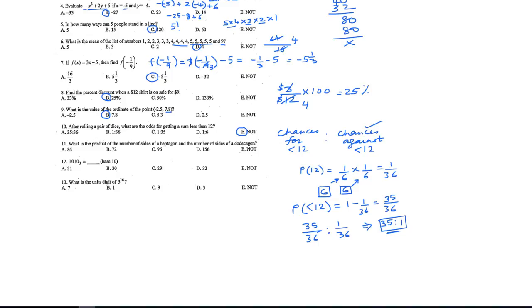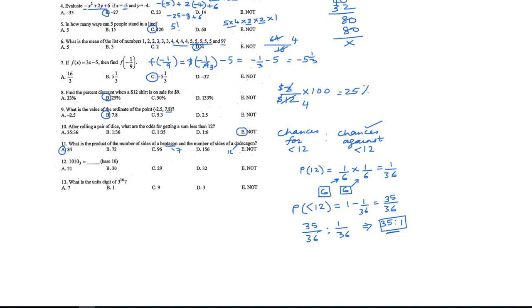Question 11. What is the product of the number of sides of a heptagon and the number of sides of a dodecagon? Heptagon has 7 sides and dodecagon has 12 sides. So the product of 7 and 12 is 84. So we select A as the answer.